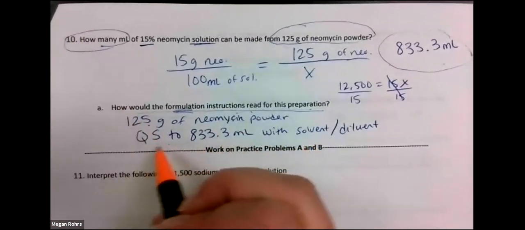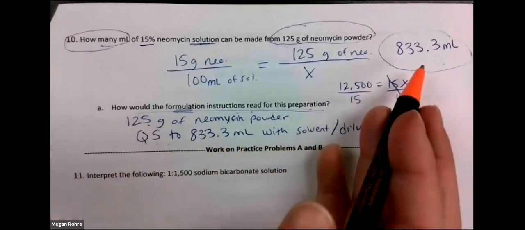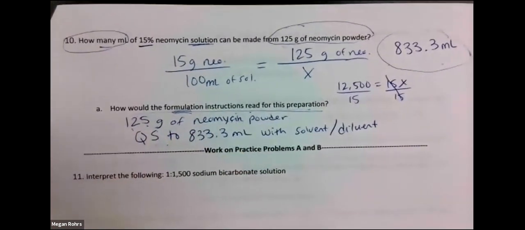Now, this doesn't mean that we're adding 833 mils. That would bring us over that total because this has to dissolve and take up space of its own.